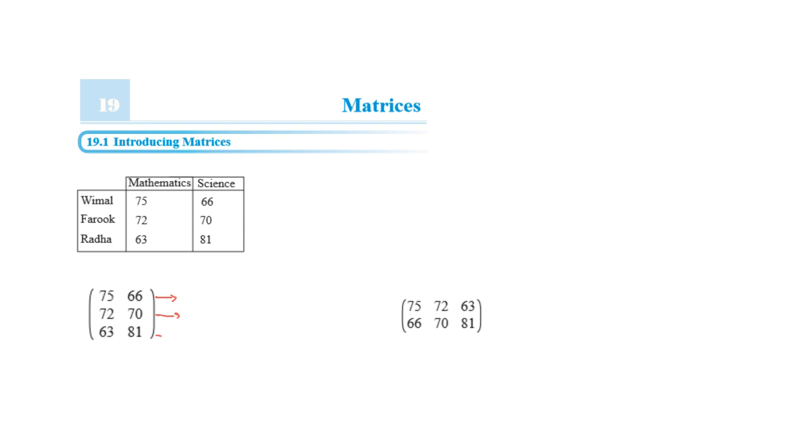These are rows, and these are columns. Here also, rows and columns.